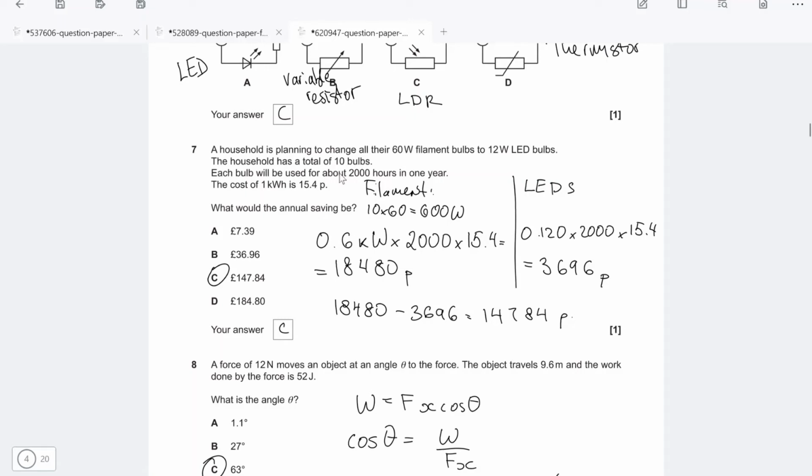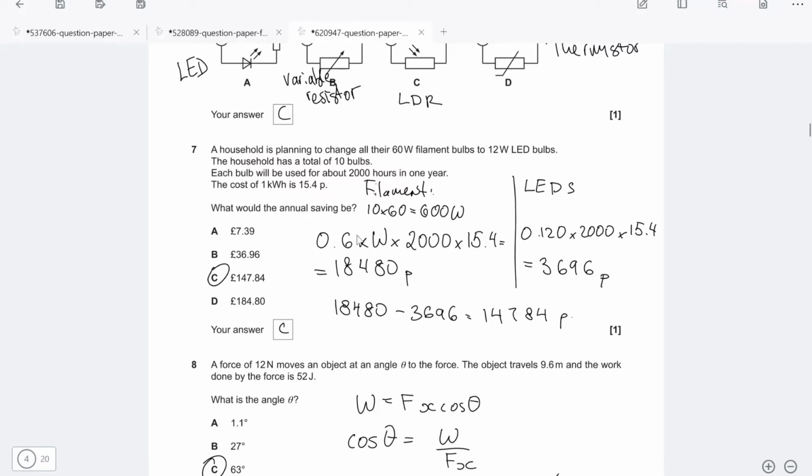Question 7, we have a household planning to change all their 60-watt filament bulbs to 12-watt LED bulbs. Very, very wise decision. And what would their annual savings be? And we're given that they'd be using 10 bulbs for about 2,000 hours in 1 year. And given the cost of 1 kilowatt is approximately 15.4 pence.